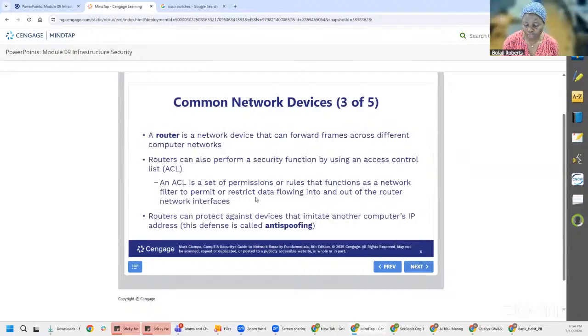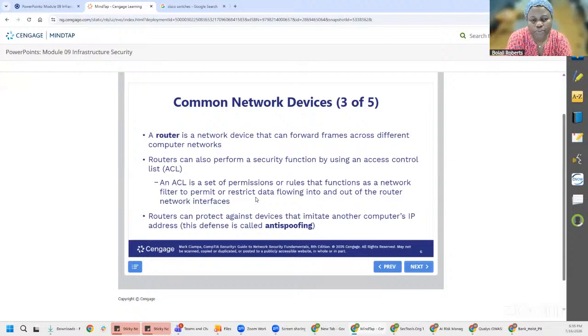Then we have routers. Just the way you have your router at home, the router is the one that gives you access to the internet. It is the main one that is internet facing. When the internet service providers drop their cable, it gets connected to your router. Your router gets connected to your switches, and your switches to your other servers and users, or to your wireless access points, and then your endpoints connect to the access points wirelessly.